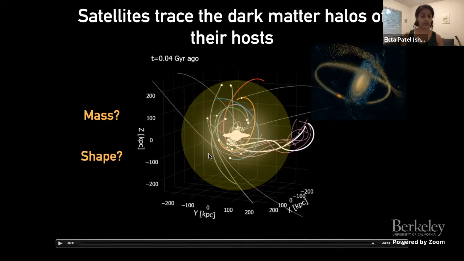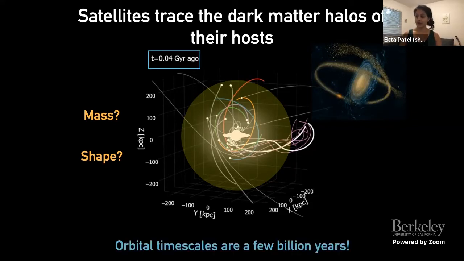Is it really a sphere? Does it have more of an oblong shape? Is it something totally irregular that is not a normal shape we think about on a day-to-day basis? And so that's the way in which these satellite galaxies are very useful in helping us understand the gravity of the field that they're orbiting within. And as you've probably picked up on by now, these orbital histories are a few billion years.